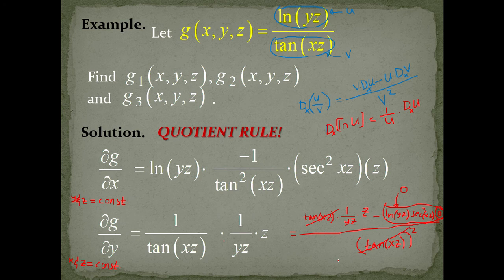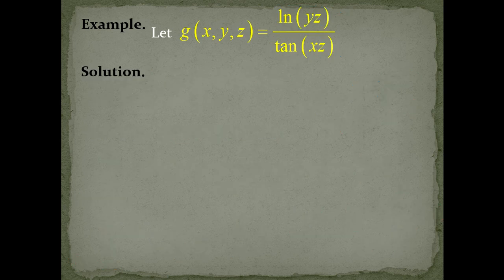Okay, so this is just a multiplication of fractions. So that's why when you're going to simplify, you get this answer. Alright, so I hope this is clear to you, class. And lastly, we have the partial derivative of the given function with respect to z. So in this case, x and y are considered constant. So x and y constant here.